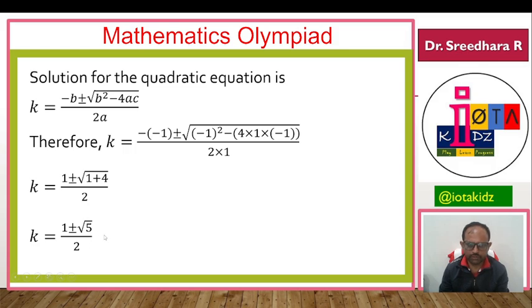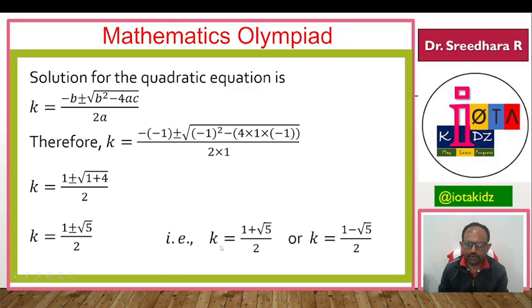We have two solutions. So by these two solutions, we can say, what is this k value? k is equal to 2 to the power of x. So 2 to the power of x is always a positive value.